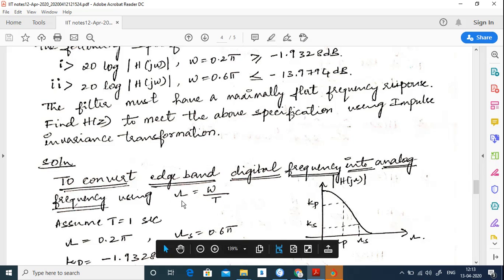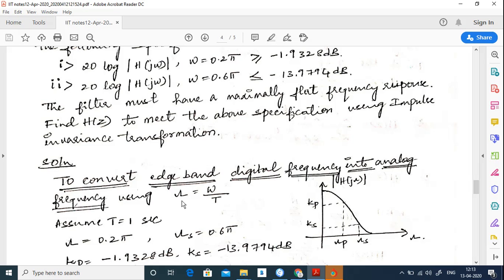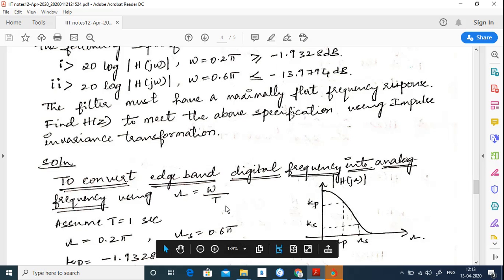This point is very, very important while solving the problem. This is where you may make a mistake. You will treat this as omega p, omega s, even though t is not 1 second. At that time, you will not get the correct answer.